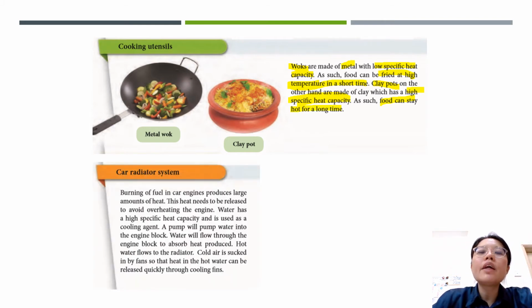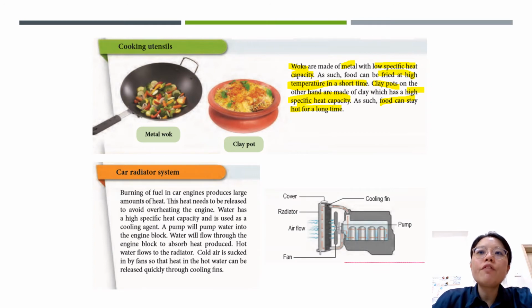How about the car radiator system? We have a few structures here. We've got cover, radiator, airflow, fan, pump, and cooling fin. So burning of fuel will produce a large amount of heat. So this heat will be released to avoid overheating in the engine. At the same time, we use water as a car engine coolant, a cooling agent.